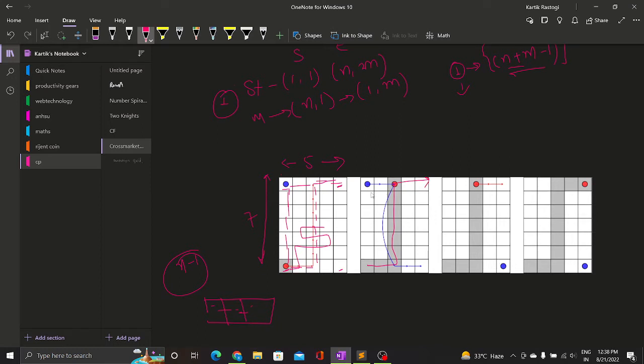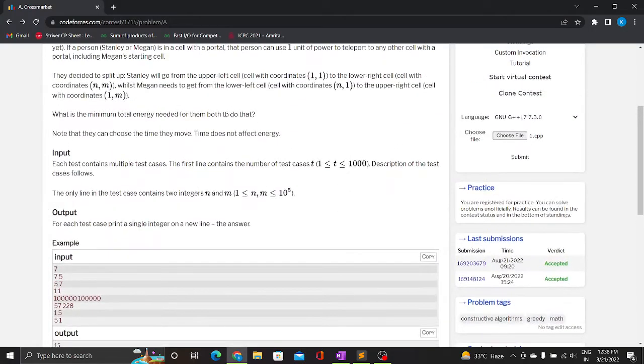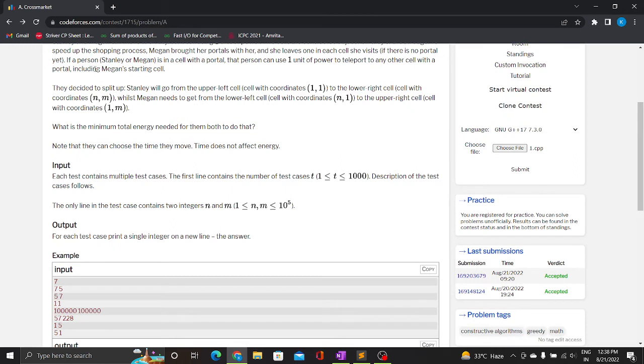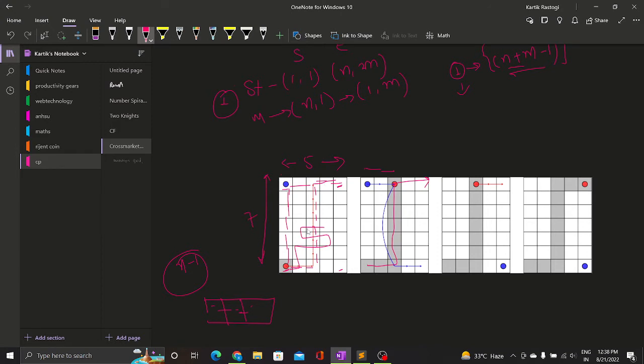Okay. Now Stanley. Stanley's first movement will be this, and after that he'll move from this to this cell. And after that, the one thing that was given in the question was that if a person, Stanley or Megan, is in a cell with a portal, that person can use 1 unit of power to teleport to any other cell with a portal. So Megan is actually leaving a portal in each cell if there is no portal in the cell.